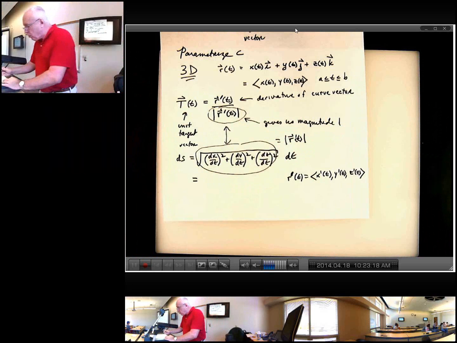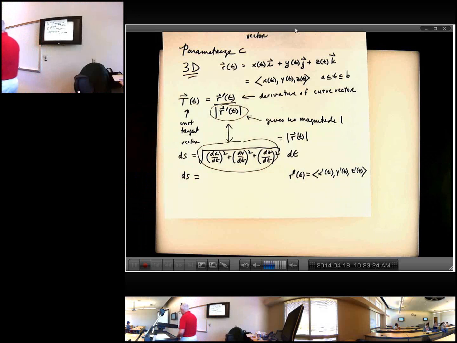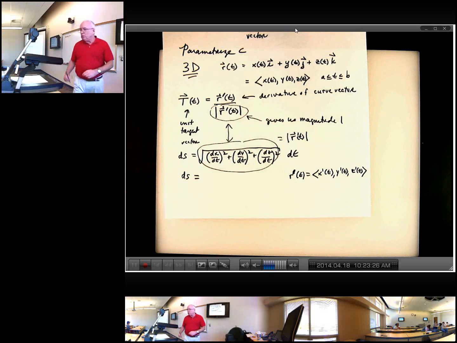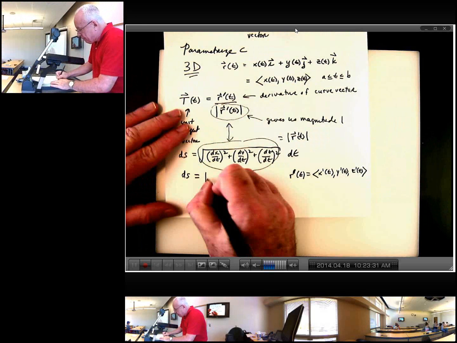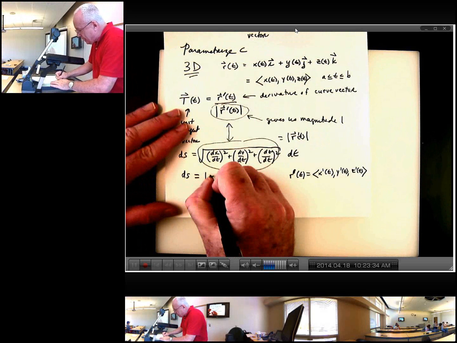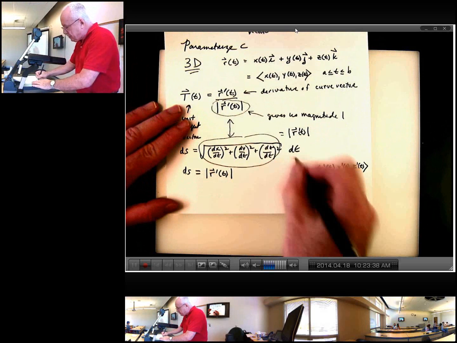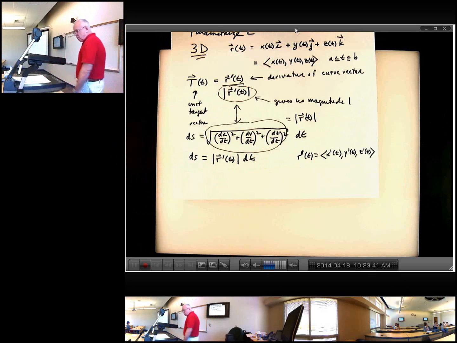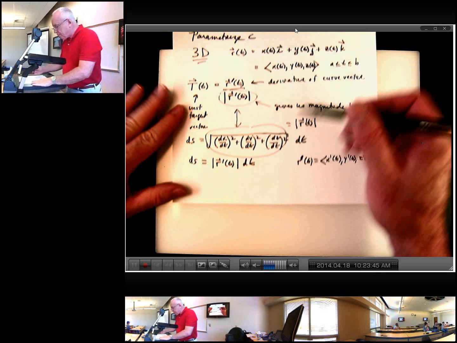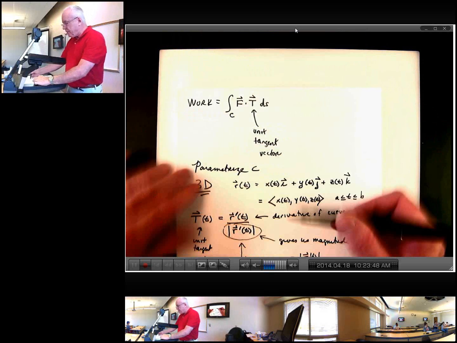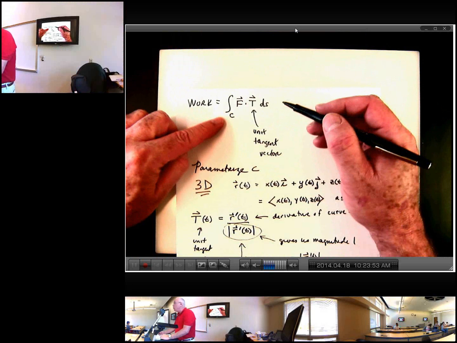So let me rewrite this ds then in a much shorter manner as ds equals, now let me replace this whole big thing by the magnitude of r prime of t, and then we have the dt after that. Okay. Now what I'm ready to do then is plug all of this new stuff into here, and I'm going to get the formula that we're going to work with, okay?